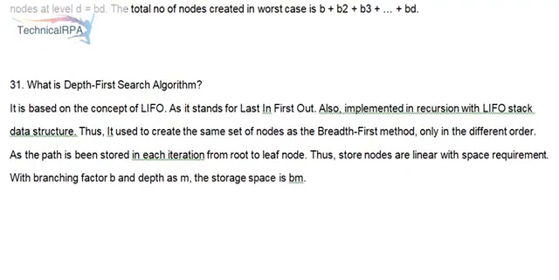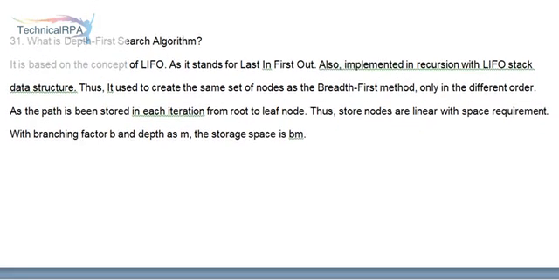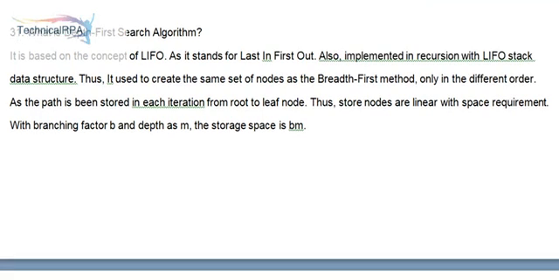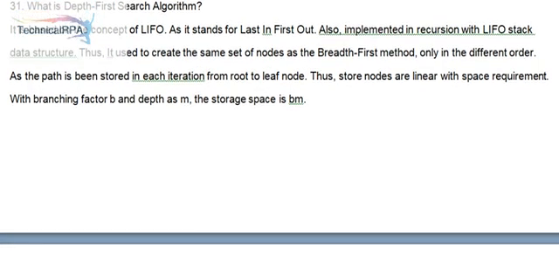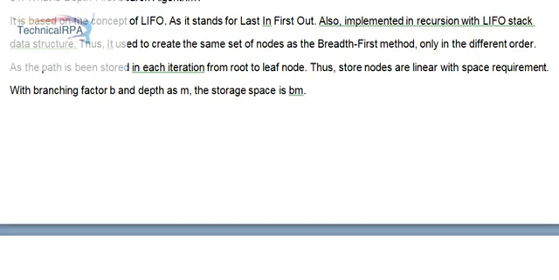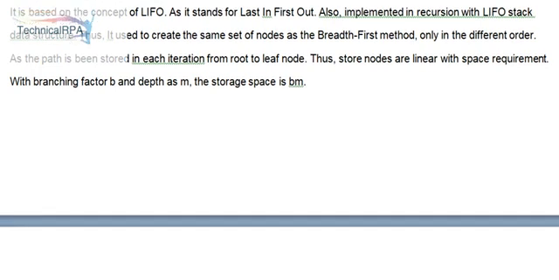It is based on the concept of LIFO, as it stands for last in first out. It is also implemented in recursion with a LIFO stack data structure. Thus, it is used to create the same set of nodes as the breadth first method, only in a different order, as the path is stored in each iteration from root to leaf node. Thus, stored nodes are linear with space requirement. With branching factor b and depth as m, the storage space is bm.